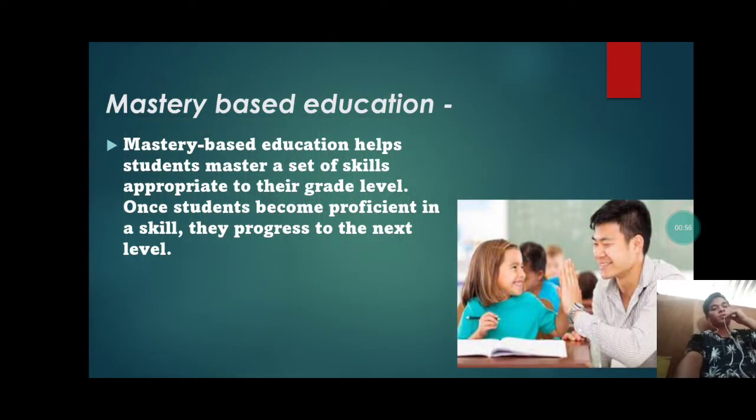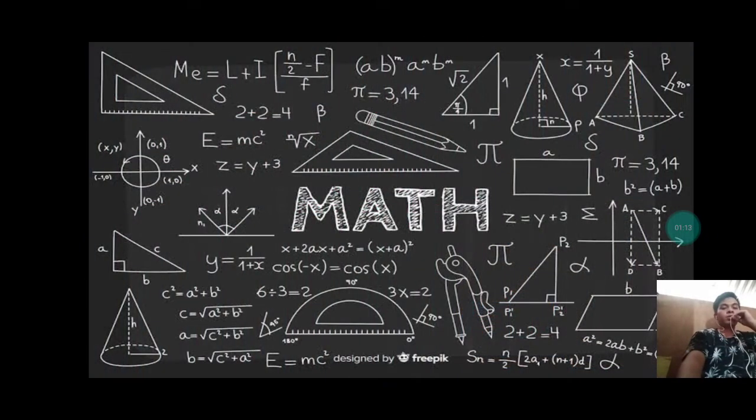First is mastery-based education. Mastery-based education helps students master a set of skills appropriate to their grade level. Once students become proficient in a skill, they progress to the next level. For example, in a math class, students may work on mastering the multiplication table. After demonstrating competency a designated number of times, they move on to another skill.